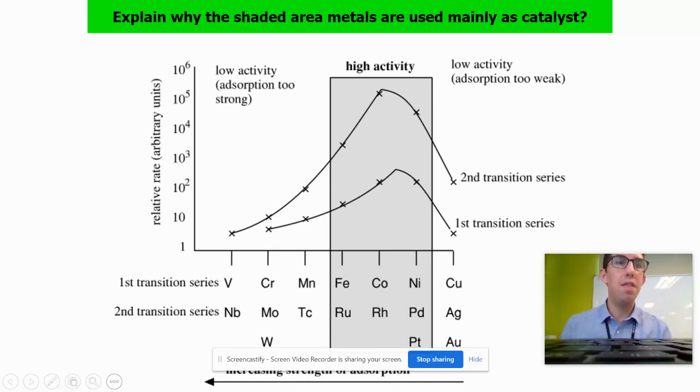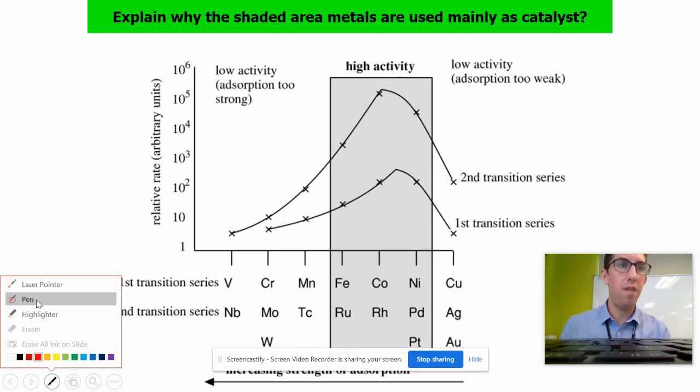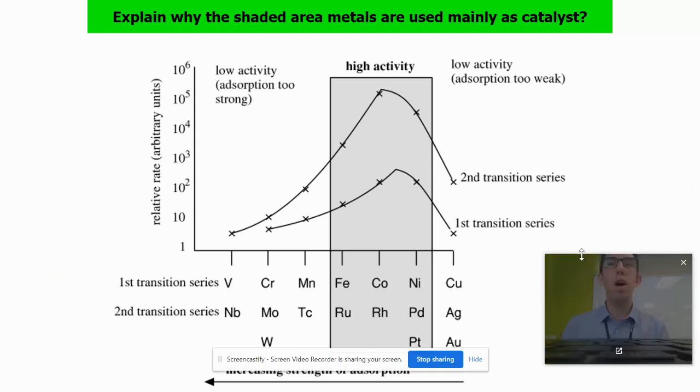So have a look at this graph here and try to work out why you think the shaded elements, metals, are mainly used as catalysts. So pause the video, try and interpret this graph. Okay, so as you can see, looking at the relative rate, these ones have the higher catalytic rate, and it's due to 2 things.